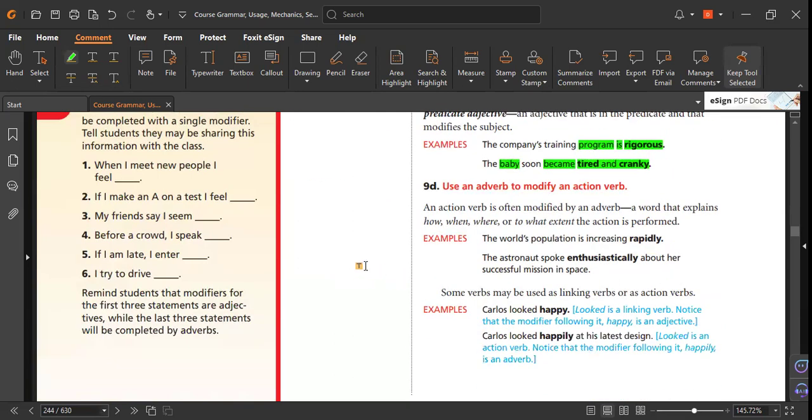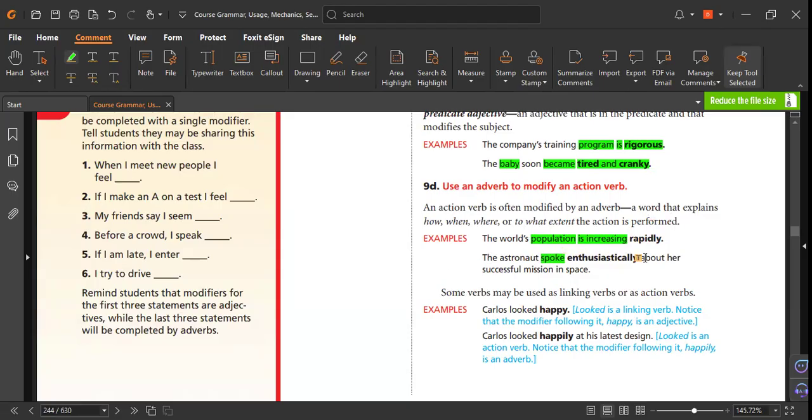That's fine. Here again, he says "rapidly." Rapidly describes the action, not the population, because I cannot say "population is rapidly"; population is a noun. A verb is modified by an adverb, like this: "spoke." How did he or she speak? Enthusiastically.